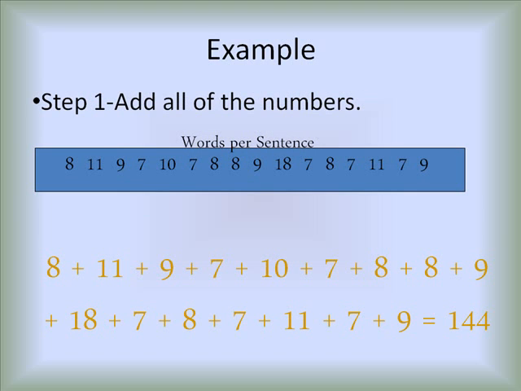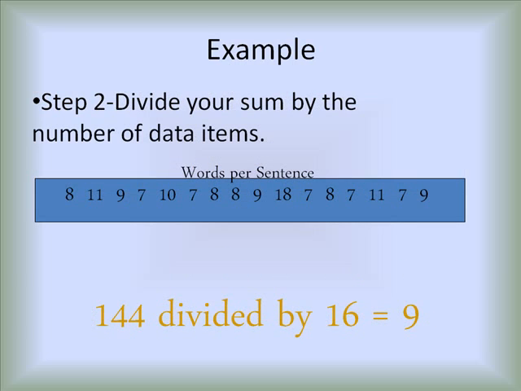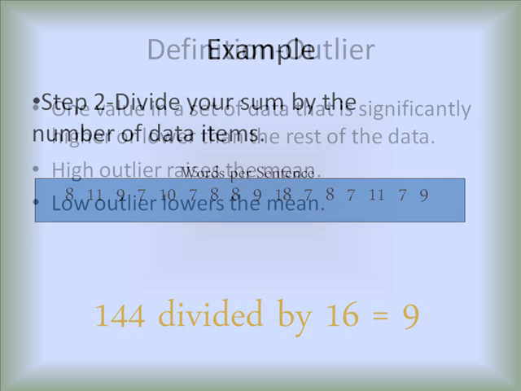The first step that we have to do is to add all of the numbers that we have. Rather than read all these numbers, I'll just tell you that the answer is 144. The next step is division. What do we divide by? All of the pieces of data that we had in the first place. In this case, there were 16 separate numbers. So I'm going to take the 144 that I had already added, and I'm going to divide that by 16. That leaves me with 9 as the mean.